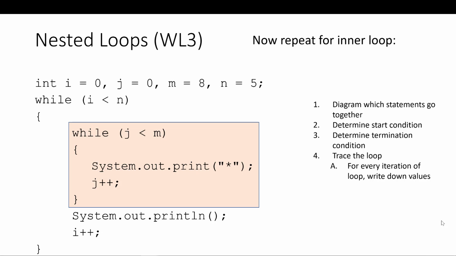Now let's look at the inner loop. We'll repeat the sub-goals for that. We want to diagram which statements go together. Again, the inner loop has curly braces, so it's easy to see what statements go with the while loop.